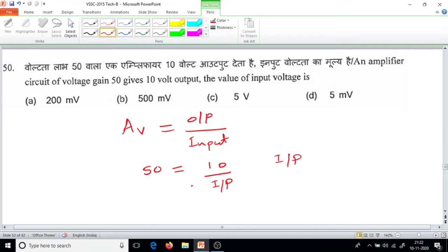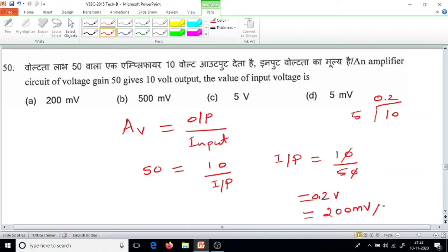So input equals, if you cross multiply, 10 divided by 50, it cancels, 1 divided by 5, which is 0.2 volt. If you want to write it in millivolt, multiply by 1000. That is 200 millivolt. So the answer is option A.